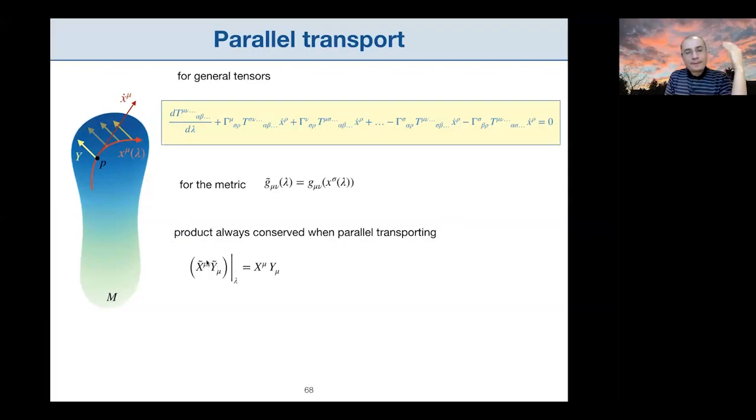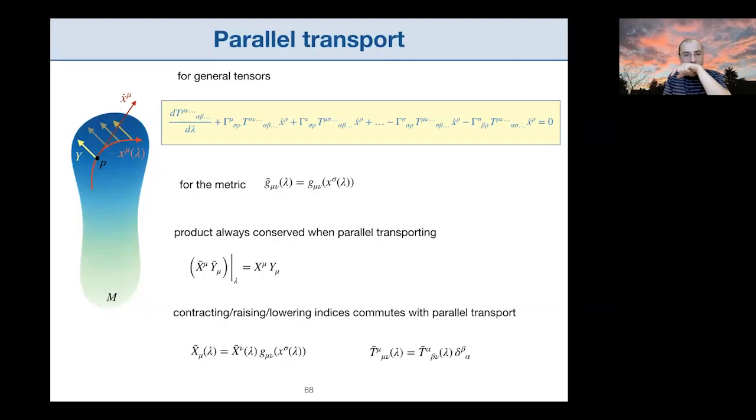Another important property is that the product of two vectors is always conserved when parallel transporting. If we start with two vectors, y and x, and parallel transport them along any curve, the product of the parallel transported images is always the same and is equal to the product at point P. It's also possible to show that contracting, raising, and lowering indices commutes with the parallel transport, in the sense that you can take your initial vector y, lower its index, parallel transport this quantity as a one-form, obtain its image at a different point, and then raise the index using the metric there. This is perfectly equivalent to parallel transporting it as a vector. And the same goes with contraction of indices.